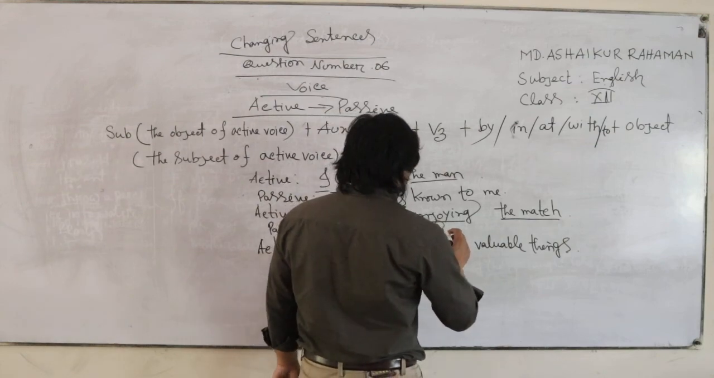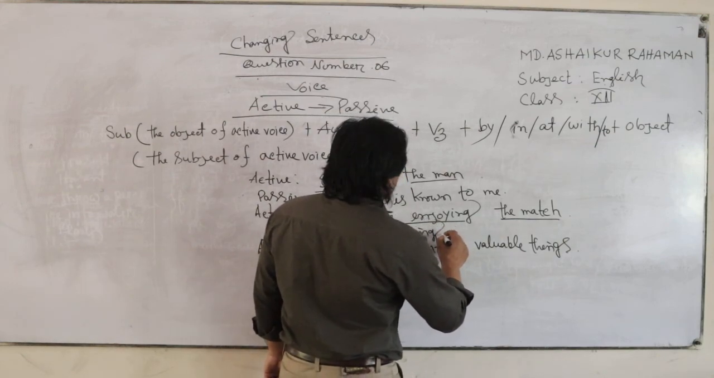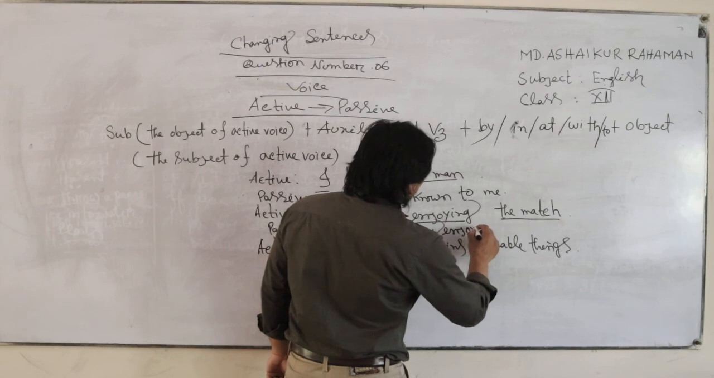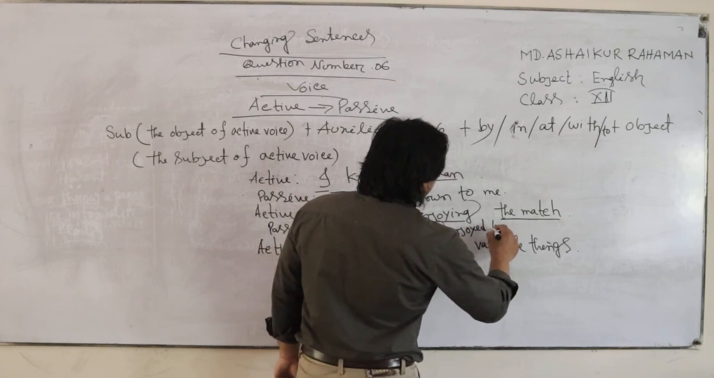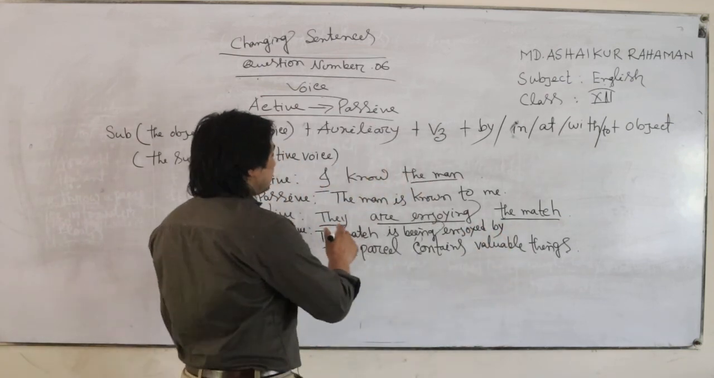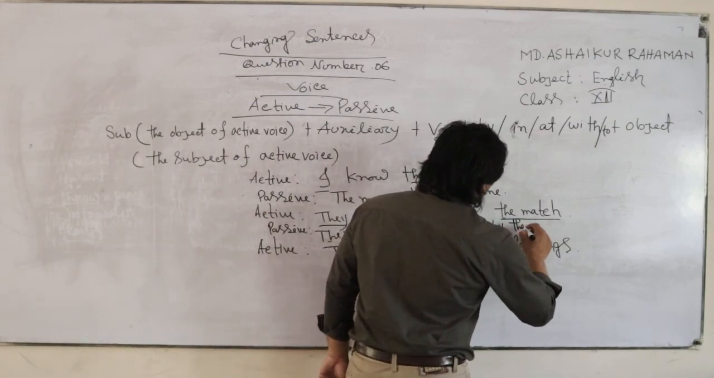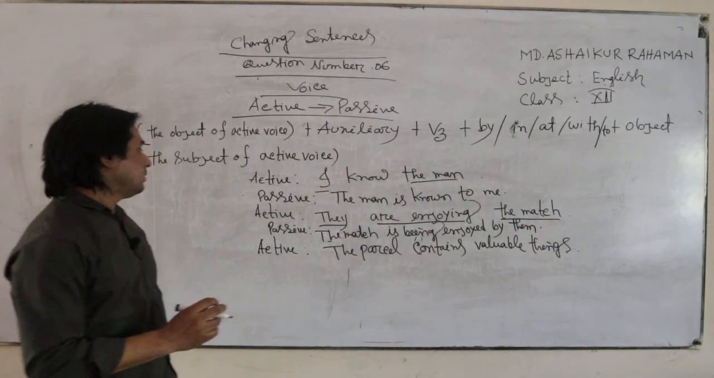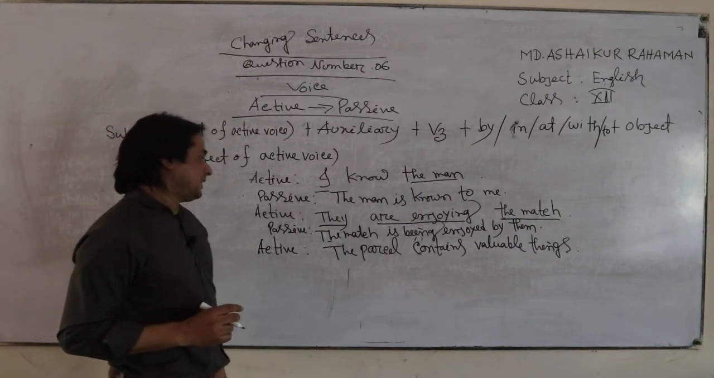Third form of the verb: enjoyed. Then we have to use by. They means them. The match is being enjoyed by them.